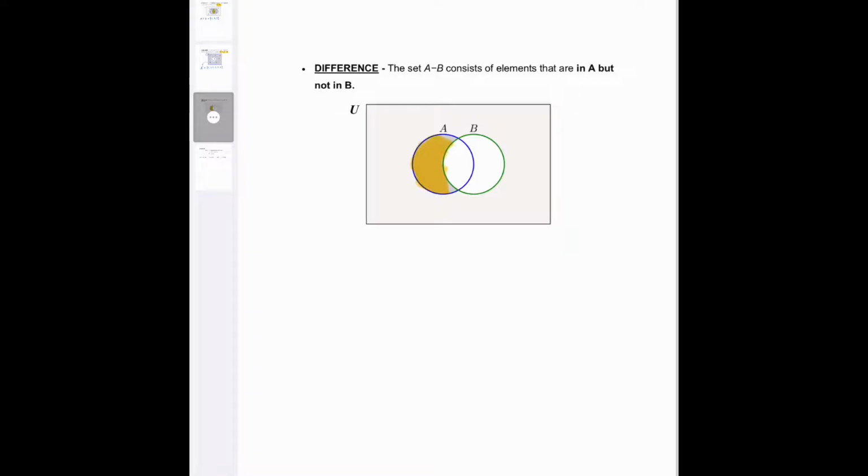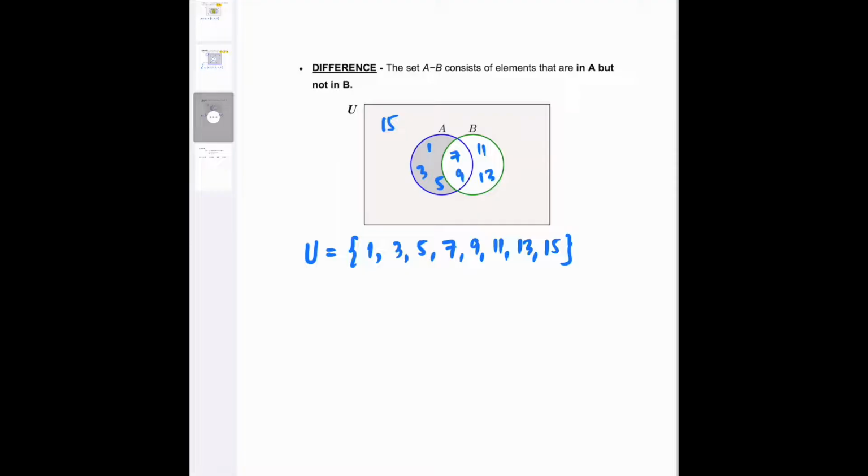For example, I put some random numbers here. For example, we have the universal set, which actually contains all the elements in the universe. So 1, 3, 5, 7, 9, 11, 13, 15. A has these numbers. So we're talking about the entire circle of A. 1, 3, 5, 7, and 9 are the elements that belong to set A.